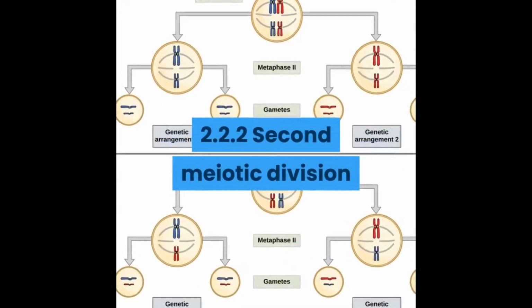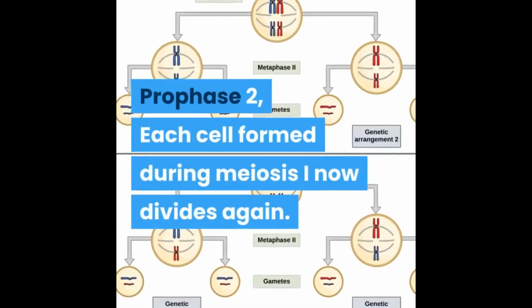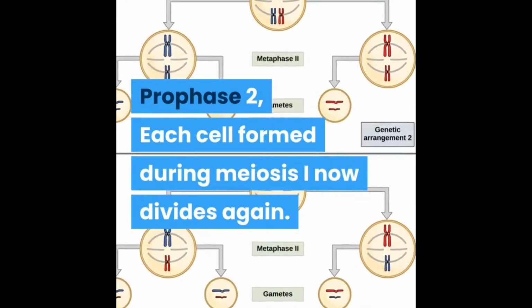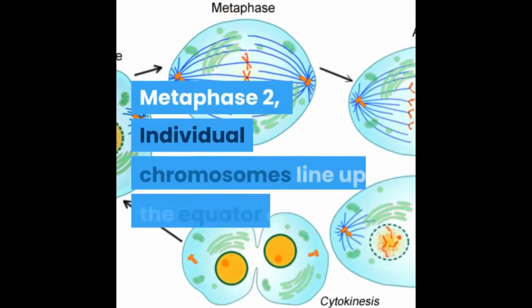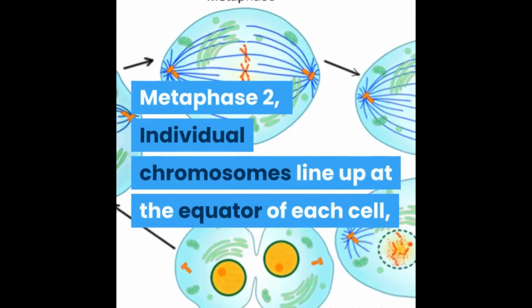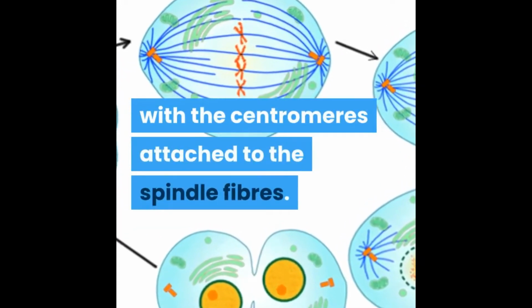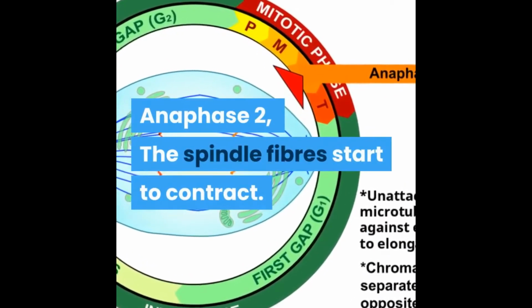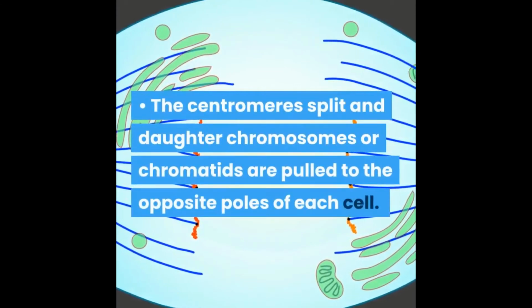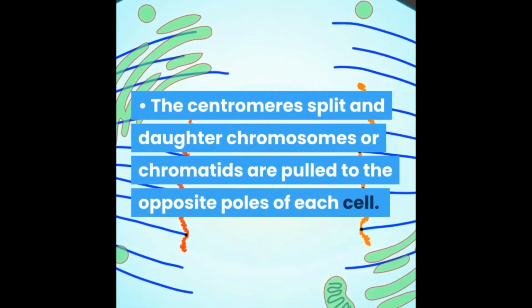2.2.2 Second meiotic division. Prophase 2: each cell formed during meiosis 1 now divides again. A spindle forms in each of the new cells. Metaphase 2: individual chromosomes line up at the equator of each cell, with the centromeres attached to the spindle fibers. Anaphase 2: the spindle fibers start to contract. The centromeres split and daughter chromosomes or chromatids are pulled to the opposite poles of each cell.